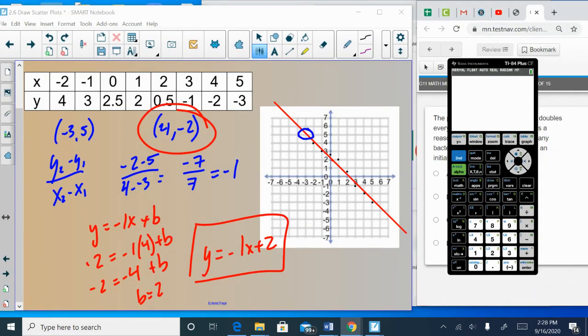Now, I also want to try doing this using a calculator. And this is going to give us our actual answer, the real answer. And let's see how close we were with this line of best fit.